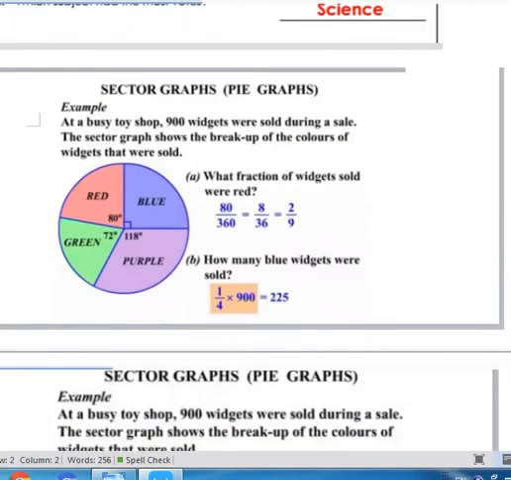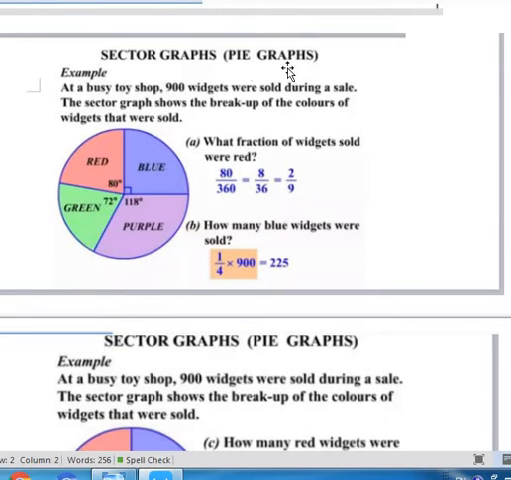Okay, sector graphs, pie graphs. Do you remember the pie graphs? Example: at a busy toy shop, 900 widgets. We had this worksheet before in the online sessions, I know, but remember this well because the exam will come from this. Sector graphs, pie graphs.